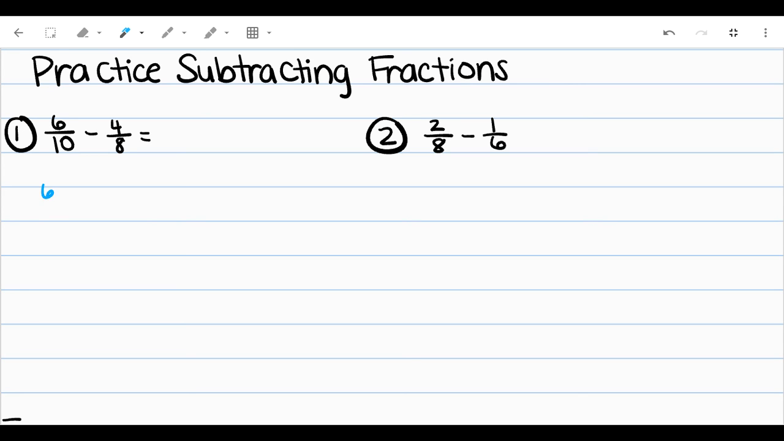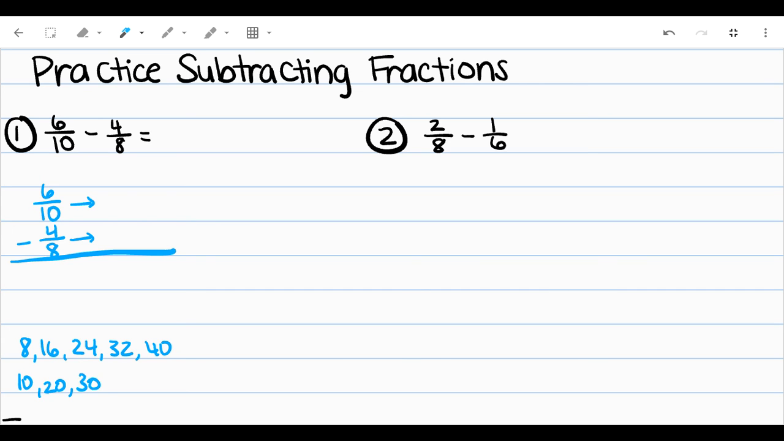Let's rewrite these again like we did for the addition problems so that they are vertical. Now, we want to make sure that our denominators are the same because that's our same rule. We want to make our denominators have a common denominator. So we have to list the multiples of 8. So 8, 16, 24, 32, 40. And my multiples of 10 are 10, 20, 30, 40. Well, here's where I have my least common denominator, 40. So both my fractions are going to become fractions with a denominator of 40.